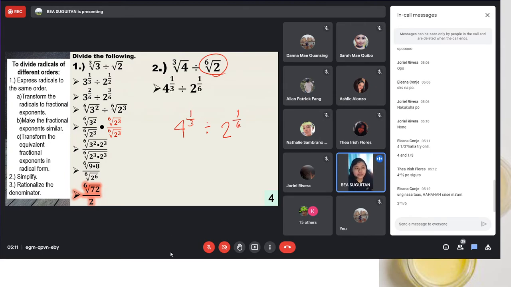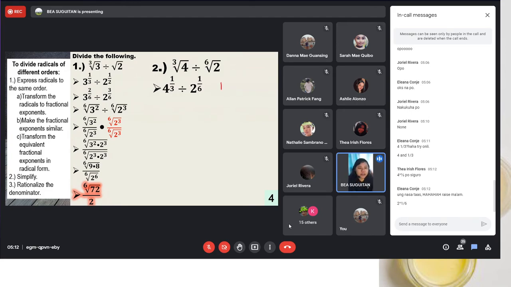4 raised to 1/3. Mga anak, paalala ko lang ulit ha, pag nagsusulat tayo ng exponents, kailangan talaga naka-raise. Katulad nitong sinulat ko dito, 4 raised to 1/3 divided by 2 raised to 1/6. Huwag nyo gagayahin ito. Sa pagkaka-type lang iyan. Okay? Kapag exponent, kailangan nakataas talaga. Okay? But anyway, once again, in step 1A, that will be 4 raised to 1/3 divided by 2 raised to 1/6. Next, step 1B. We are going to make the fractional exponents similar.